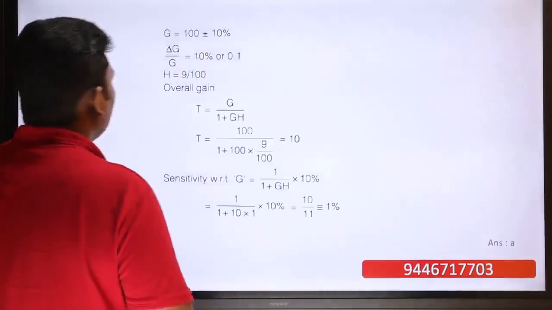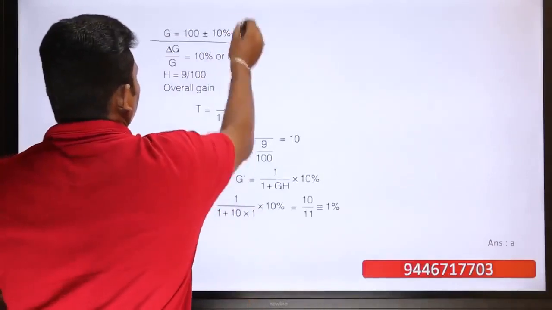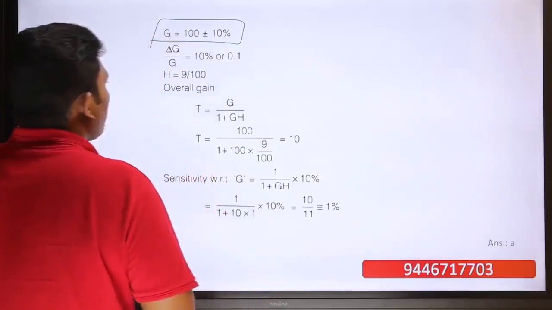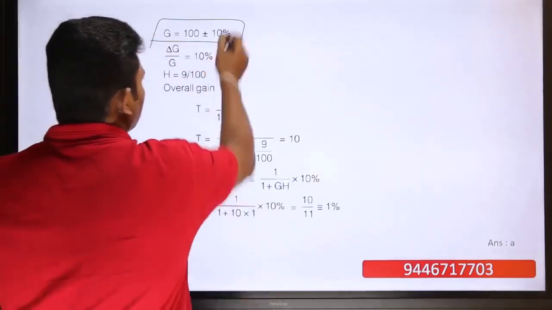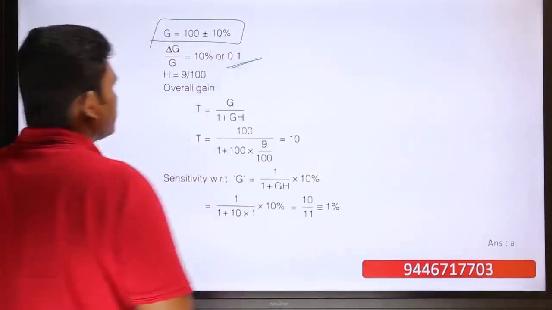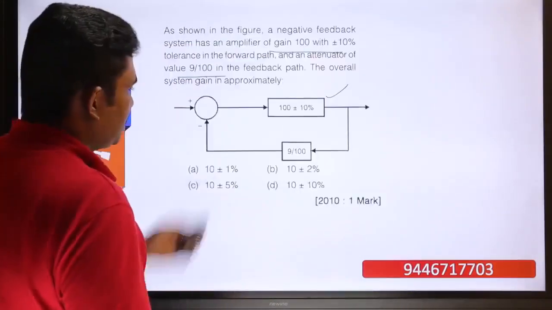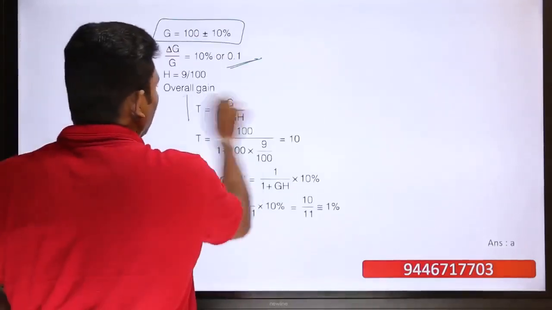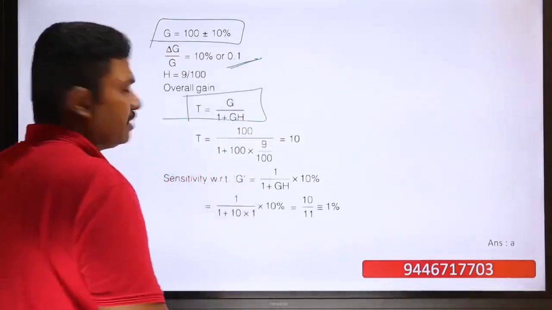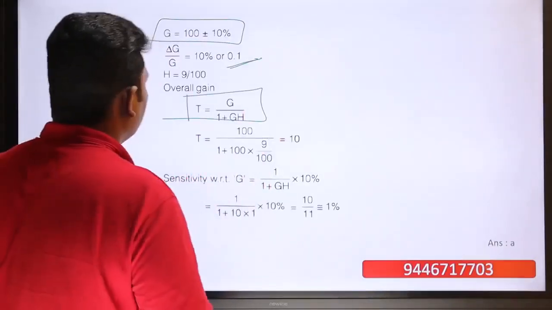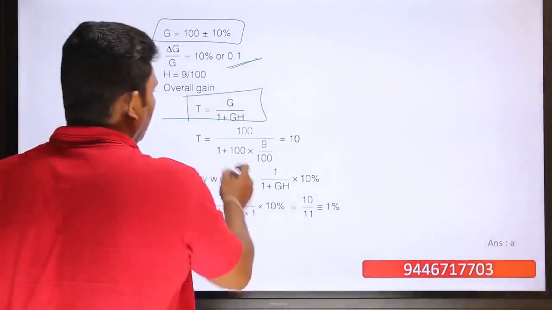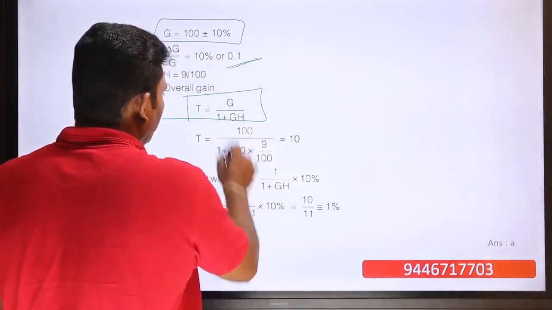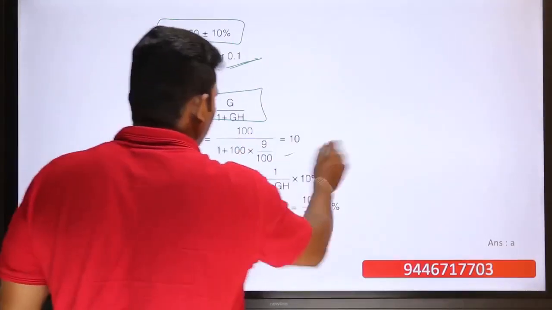So we will have to find out the overall system gain. The forward path is 100 plus or minus 10%. It becomes G. So what is variation of G? Variation of G is 10%, that means it is 0.1. H is given as 9 divided by 100. So what is the overall gain? Overall gain is G divided by 1 plus GH. What is G? G is equal to 100, and 1 plus GH becomes equal to 1 plus 100 into 9 by 100, which becomes equal to 10.